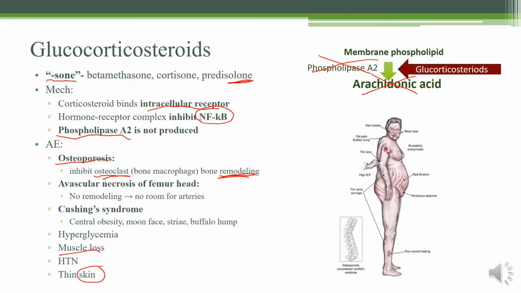Now, if it starts collapsing on itself, you can expect avascular necrosis of the femoral head. There's a lot of pressure right over here on your femur from just the weight, and this eventual tiny collapsing of the head can eventually make no more room for arteries, so you get an avascular, or no blood, necrosis of the femoral head.